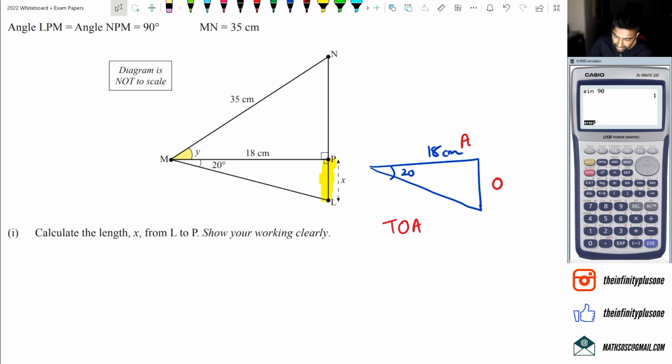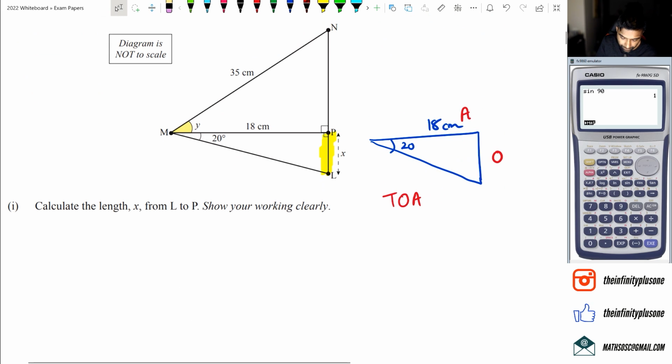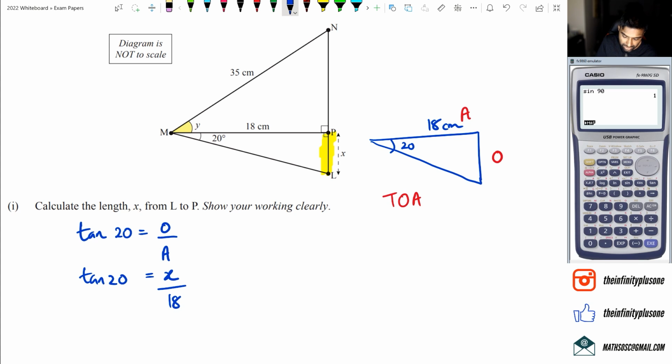So I can rewrite this as tan of 20 equals opposite over adjacent. Tan of 20 equals opposite, which in this case is going to be x, divided by adjacent, which happens to be 18. We cross multiply this and we get x is equal to 18 multiplied by tan 20. Of course, we're going to put that straight in the calculator. So we've got 18 multiplied by tan 20, which gives us 6.55 centimeters.